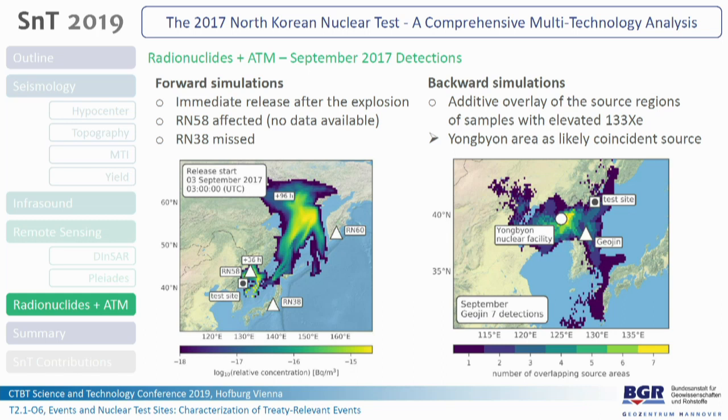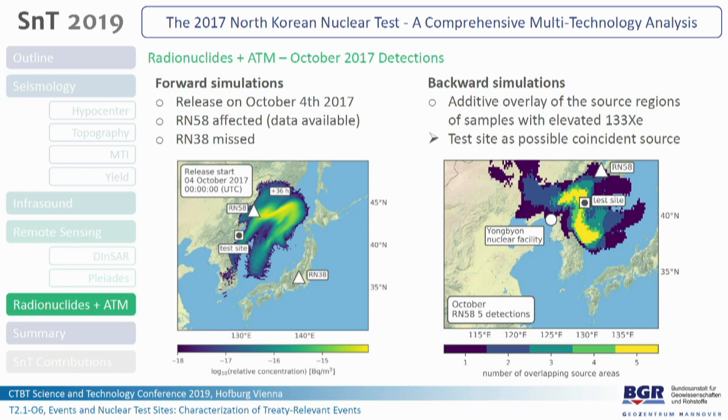Now let's do the same for October. On the left side here, the forward simulations. We assume a release October 4th, so around 1 month after the test. We once again see RN38 would have been missed by the plume. RN58 would have seen higher or elevated concentrations of radioisotopes.